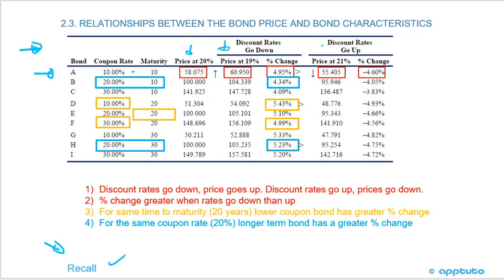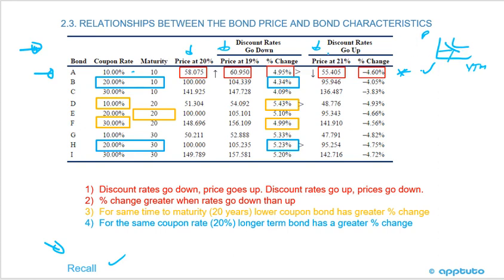And that was, so same percentage change here, but the price went to 21%, it went up. And the price was 55.405. The decrease in the price was 4.6%. So we can see that the greater percentage change was when the discount rates went down. 4.95% was greater than 4.6%. So we saw that in the previous LOS, but we didn't look at the yield to maturity, here where we had the price and here where we had the yield to maturity. We didn't look at the graph.